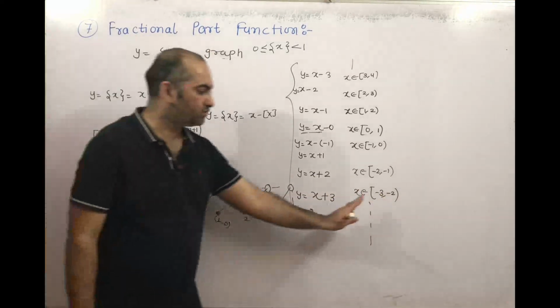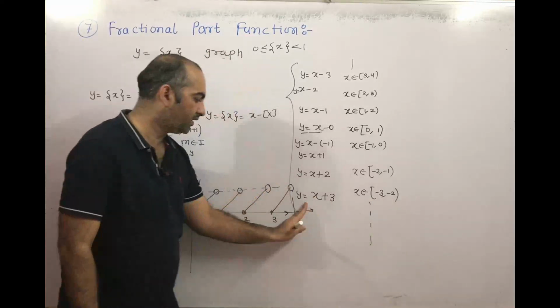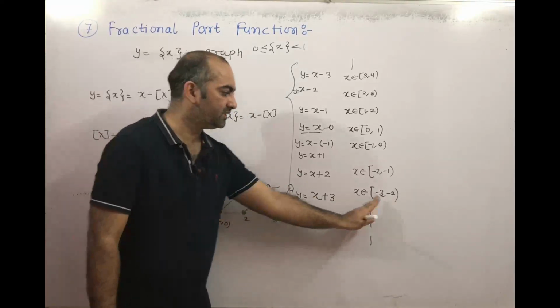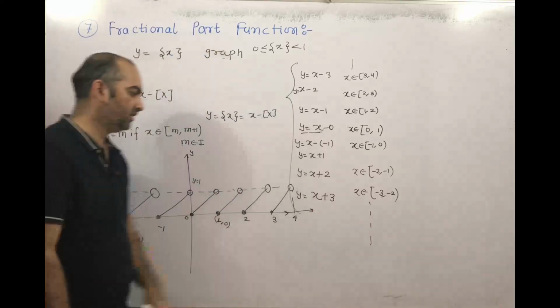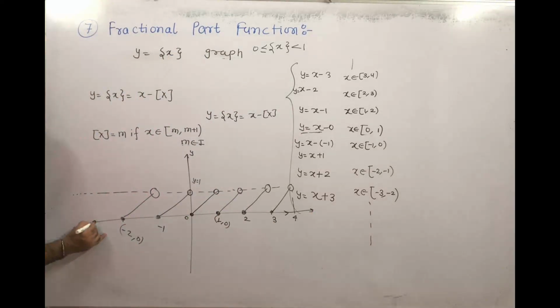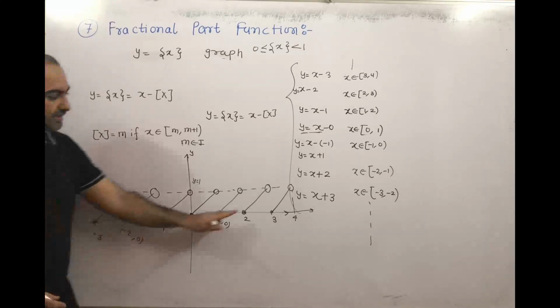Similarly, x belongs to minus 3 to minus 2. What are we getting? y equal to x plus 3 line. So in this interval, we are getting the x plus 3 line. If you draw this line, this one, here y equal to 1 is not included. Like that we'll get this side also. So you can see this graph we are getting.